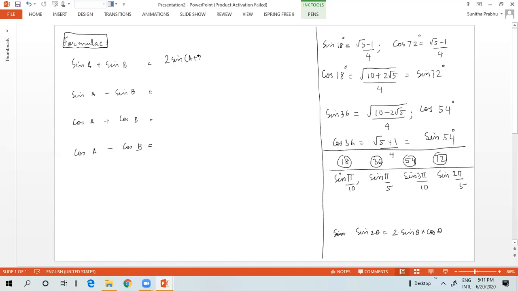See, Neha. Oh, sir, I meant, isn't it sine A plus B? Oh, okay, okay. First is benefit of doubt. Okay, tell me about sine A minus sine B.